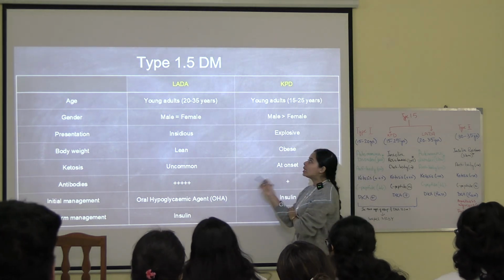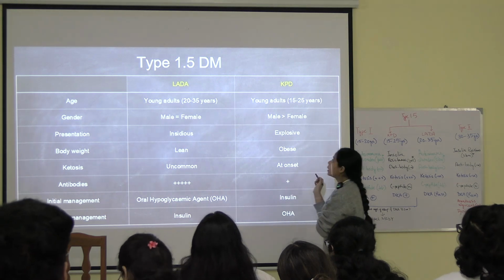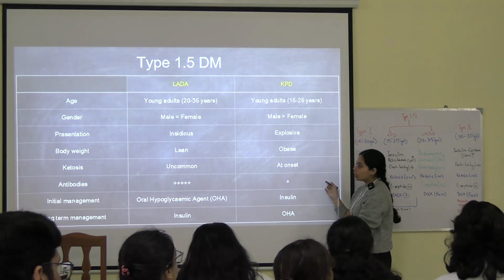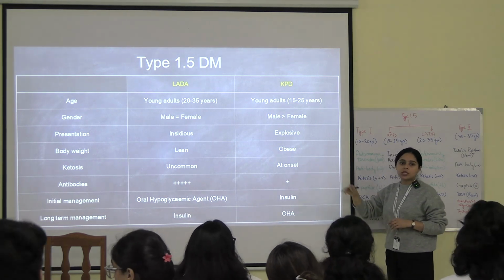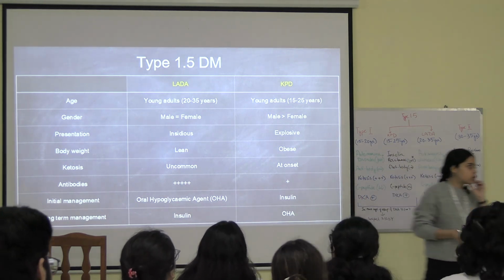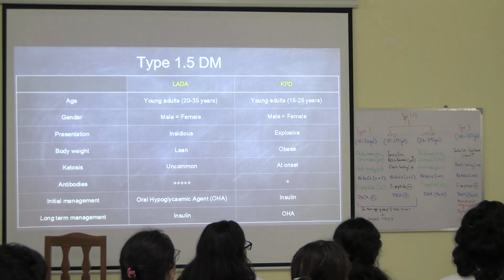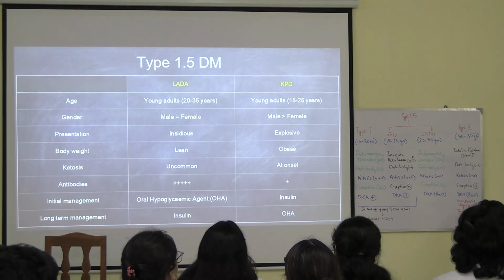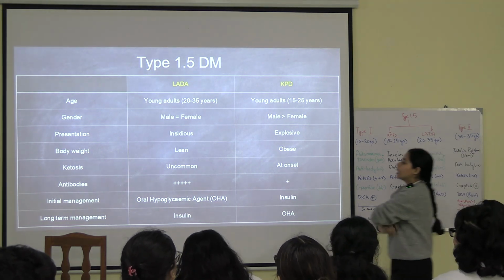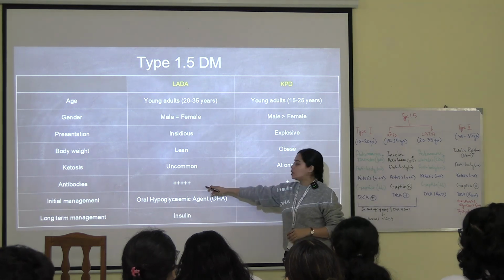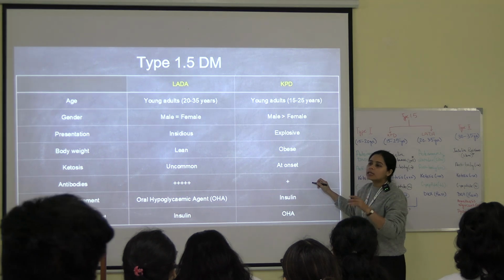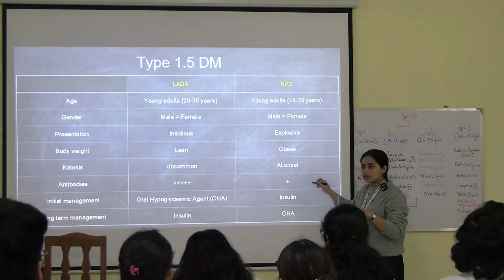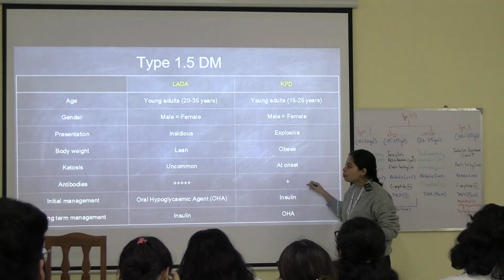Then body build will be thin in LADA and obese in KPD. And at onset in KPD, the patient will come to you with ketosis, that means the patient will come to you with DKA, diabetic ketoacidosis. Then antibodies will be present in LADA, but in KPD they will be negligible. You can see they are absent in KPD.